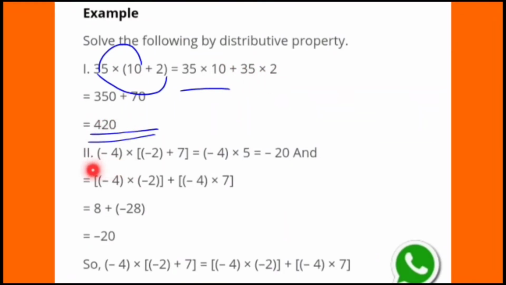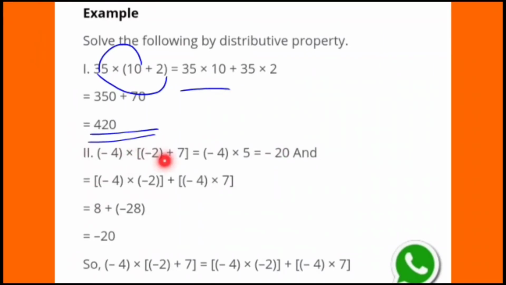Next we shall see minus 4 into (minus 2 plus 7). So what is the result of minus 2 plus 7? 7 is having a positive sign. So subtract these numbers, then put the sign of 7. That is plus 5. Plus 5 into minus 4. Minus into plus is minus, 5 into 4, 20. So the answer is minus 20.